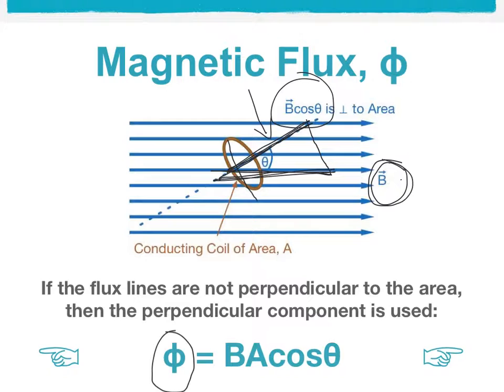Now, in terms of actual questions, you just have to take that into consideration. Make sure that your area in question is at 90 degrees to the field strength, and if not, you have to try and figure out where the angle goes. In any case, our final equation is that magnetic flux phi is equal to BA cosine theta, where A is the area and B is the magnetic field strength.